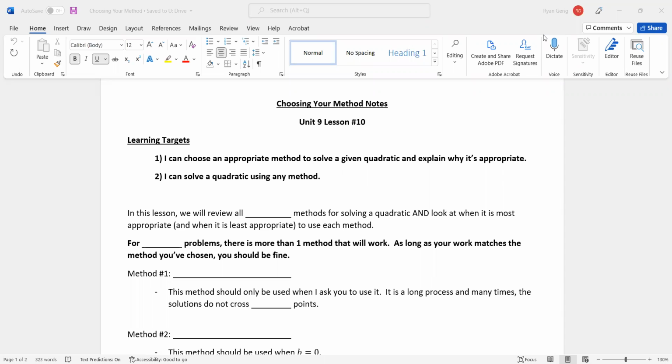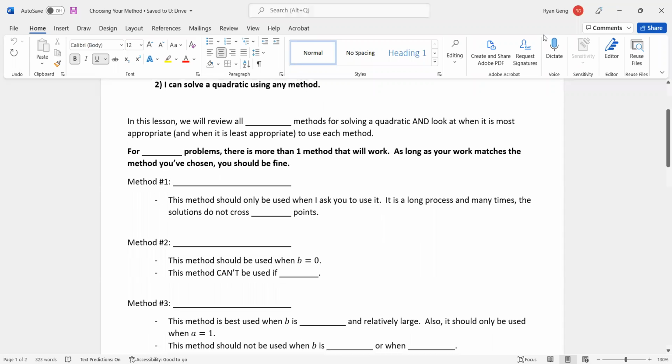The learning targets today: choosing an appropriate method to solve a given quadratic and explain why it's appropriate, and solve a quadratic using any method. All right, so in this lesson, we're going to review all 5 methods for solving a quadratic and look at when it is most appropriate and when least appropriate to use each method.